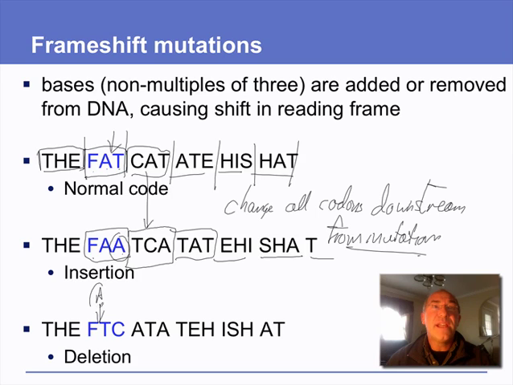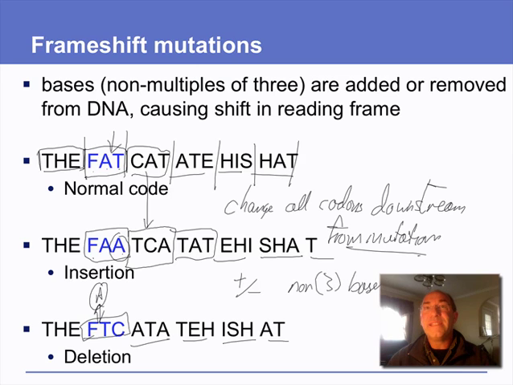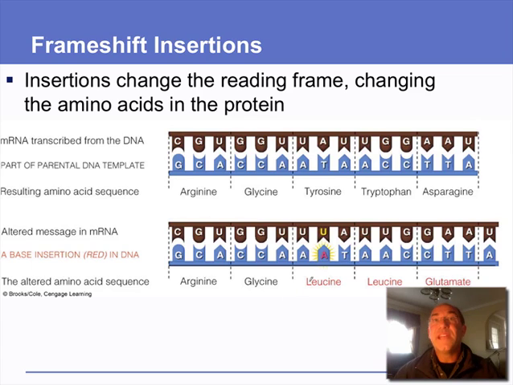Here we've taken away the adenine, and so now the second codon, instead of reading FAT, reads FTC, and you'll see all the codons downstream have changed as well. So these are known as frame shift mutations. Add or remove non-multiples of 3 bases. Here's a cartoon of the same thing.